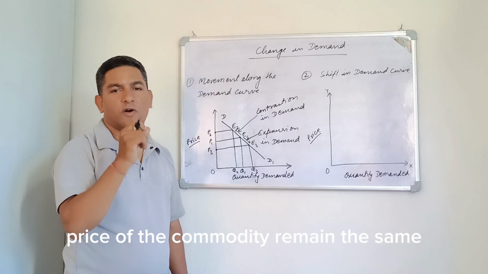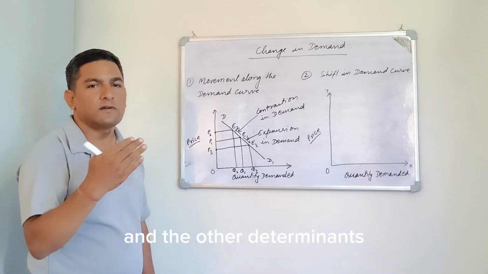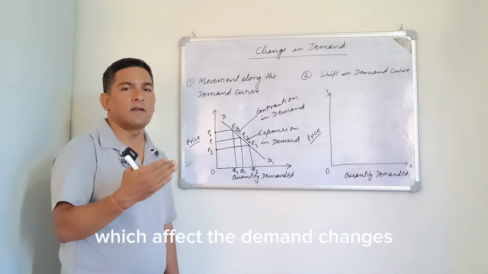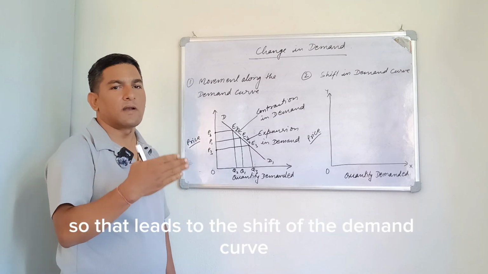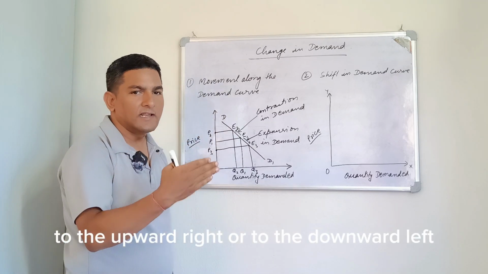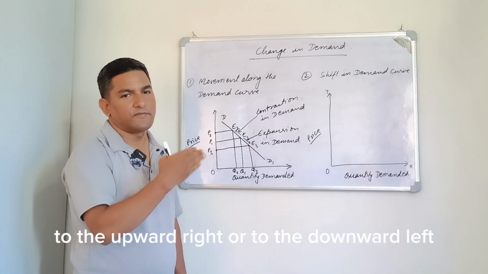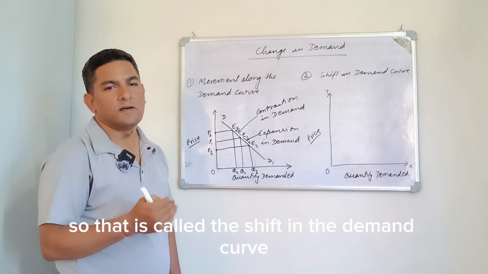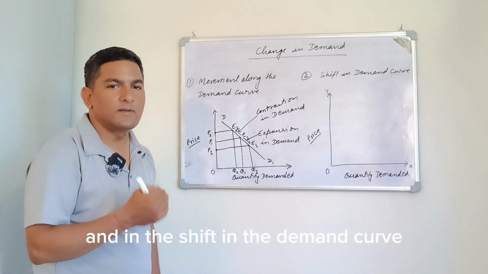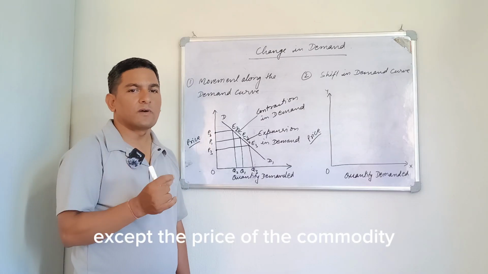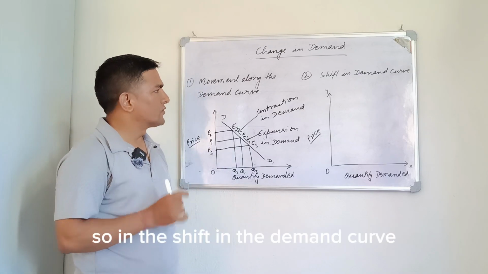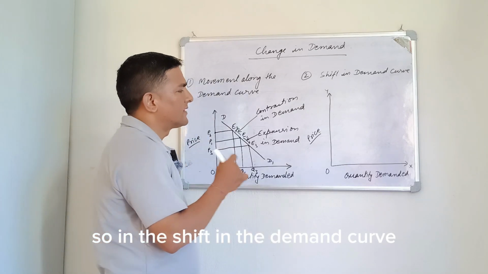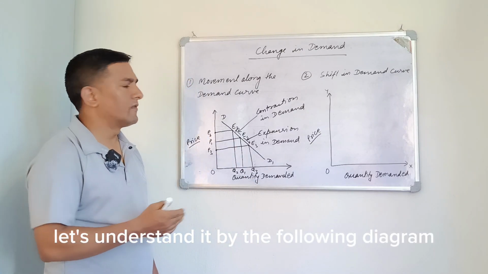In the shift in the demand curve, the price of the commodity remains the same, and the other determinants which affect the demand change. That leads to the shift of the demand curve to the upward right or to the downward left. So that is called the shift in the demand curve. Except for the price of the commodity, other things change, but the price remains the same. Let's understand it by the following diagram.